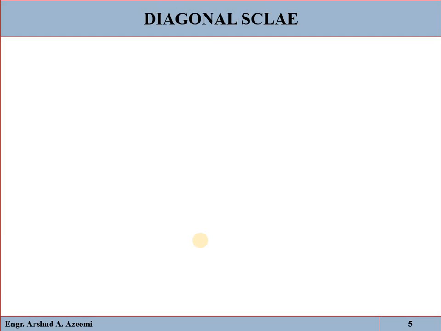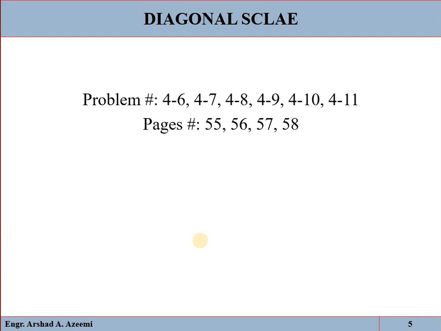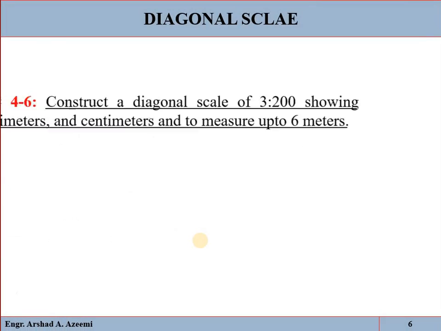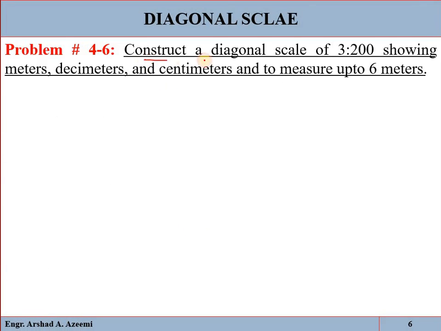Now let's solve different problems of the diagonal scale, to see how you construct a diagonal scale. The problems are taken from the engineering drawing book by N.D. Bhatt, 53rd edition. The first question is: construct a diagonal scale of 3:200 showing meter, decimeter and centimeter, to measure up to 6 meters.